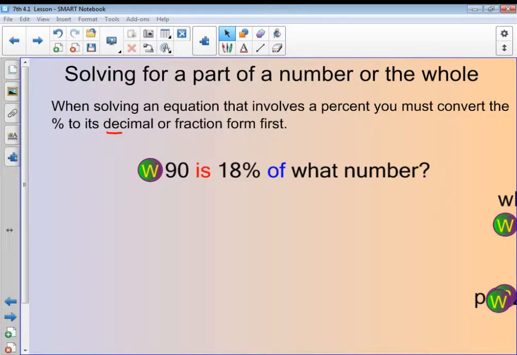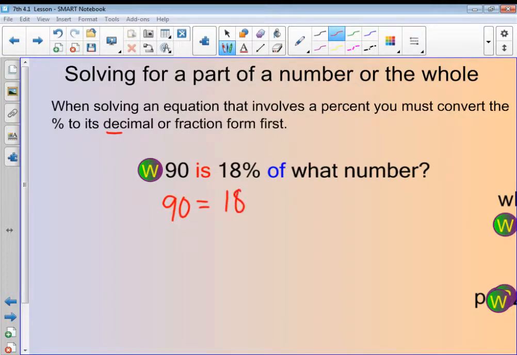So 90 is 18% of what number? So 90 equals 18%, so 0.18 of times what number? Okay, there's my equal sign again. So I don't have to remember anything other than I have to understand that W has to be by itself. So right now it's times 0.18, so I'm going to divide by 0.18. Okay, so now I've got W by itself here.